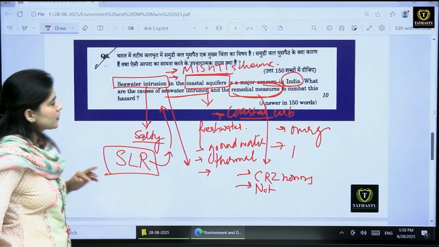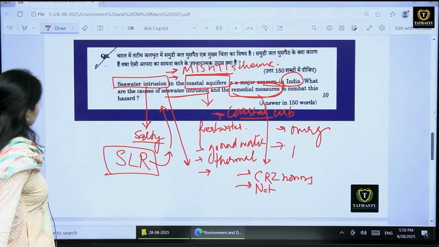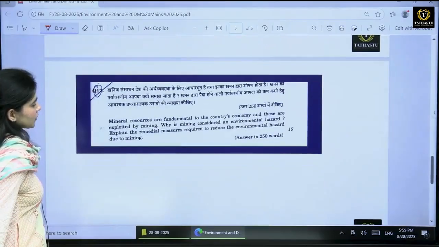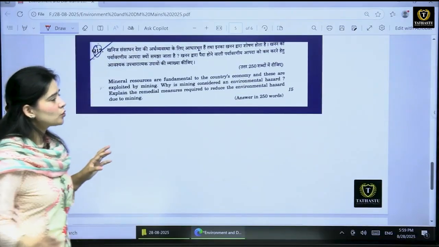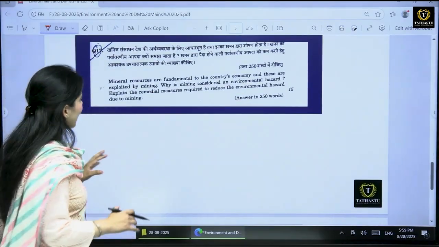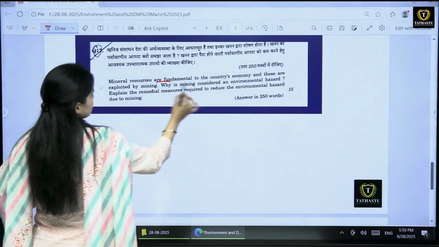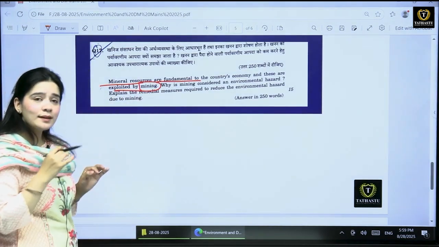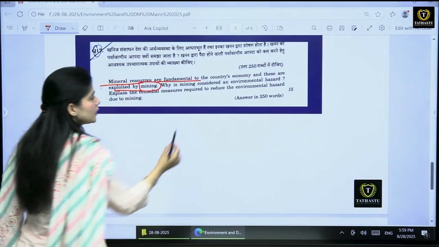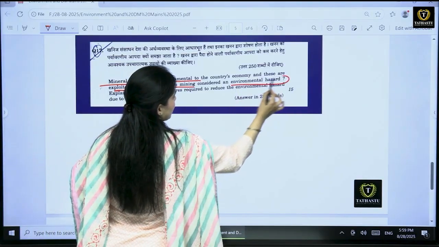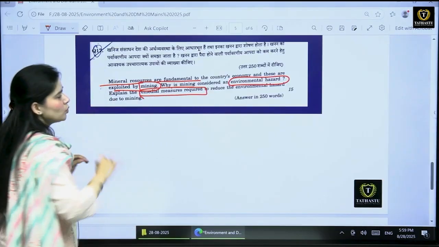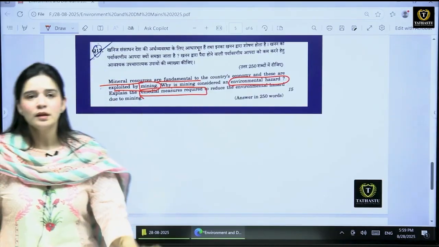Then coming to the next question, that is, mineral resources are fundamental to the country's economy, and these are exploited by mining. Then they are saying, why is mining considered an environmental hazard, and what should be the remedial measures to reduce the environmental hazard?